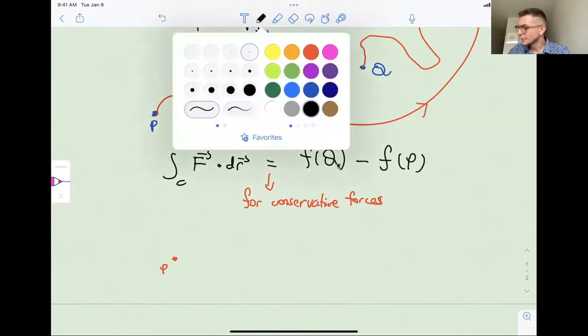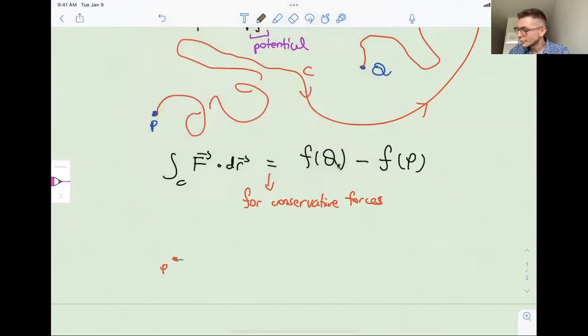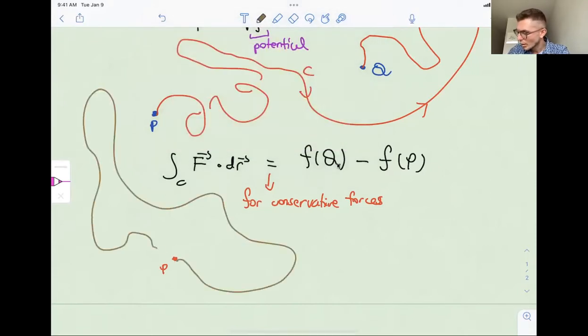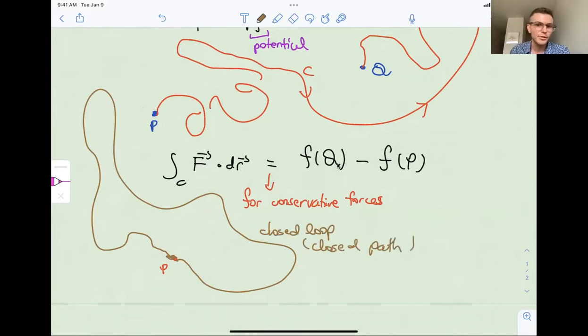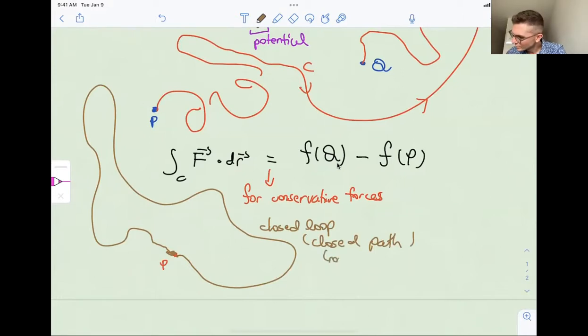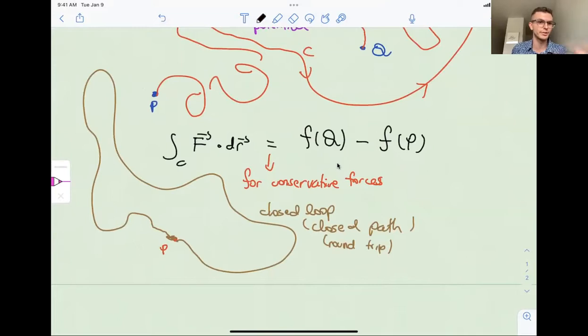But yes, good. As I was mentioning, if you choose a path that is a closed path, a closed trajectory, a closed loop, or maybe that's a little bit redundant, meaning that you end where you started, you're doing a round trip, then the work should be zero for a conservative force. Because the potential at the final point is the same as the potential at the initial point. So P equals Q in this case. So here the work for a conservative force is zero.